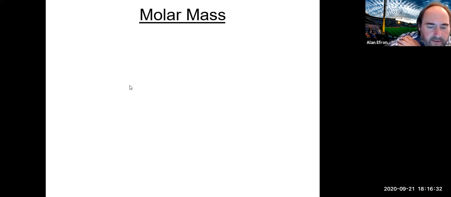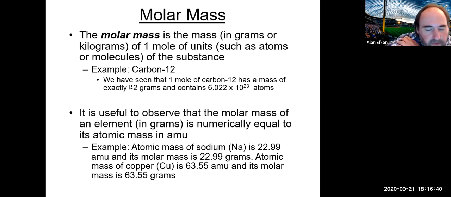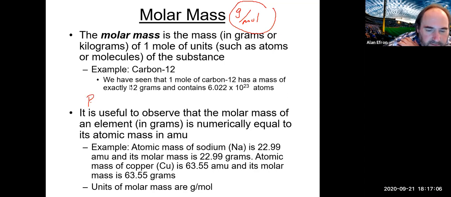So let's talk a little bit about molar mass. Molar mass is the mass per mole of a substance, hence the name molar mass. Now, when we talk about molar mass, the units of molar mass are grams per mole. So grams per mole are the units of molar mass. And where can we find the molar mass? We can find the molar mass on the periodic table.